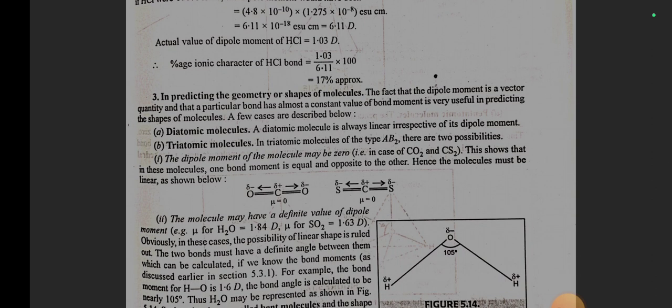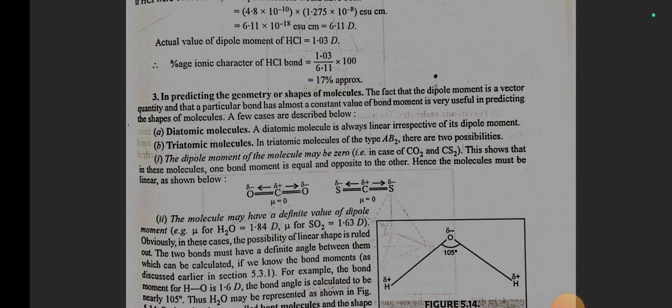Number 3. In predicting the geometry or shape of molecules. The fact that dipole moment is a vector quantity and that a particular bond has almost a constant value of bond moment is very useful in predicting the shapes of molecules. A few cases are described below. A. Diatomic molecule. A diatomic molecule is always linear irrespective of its dipole moment.